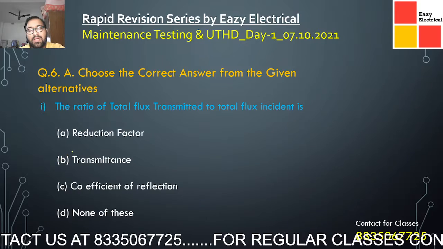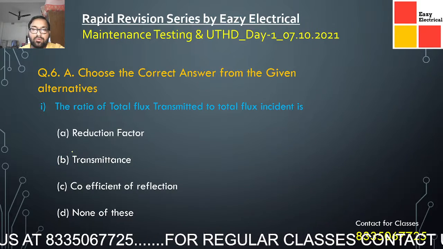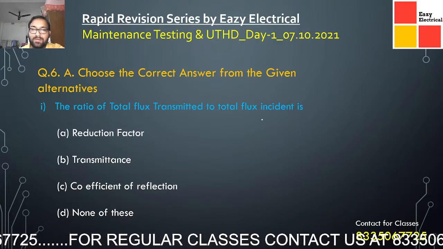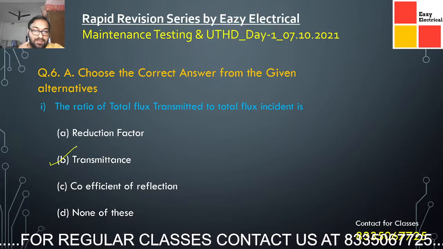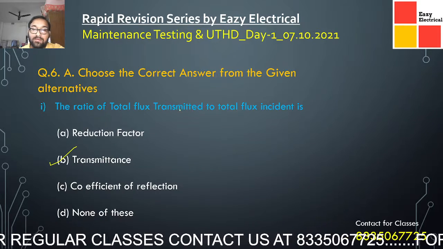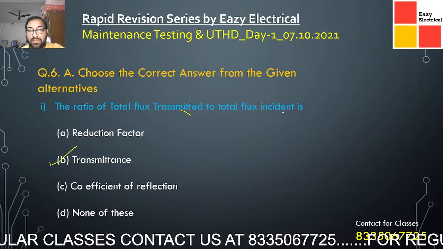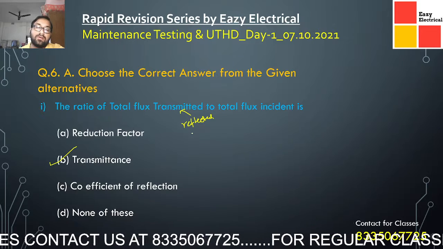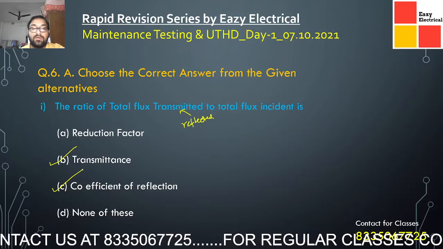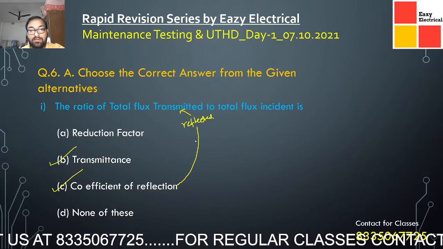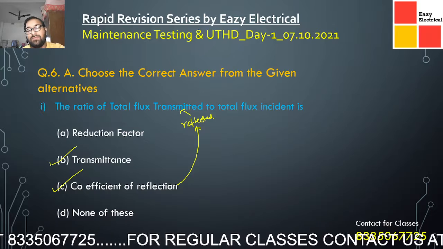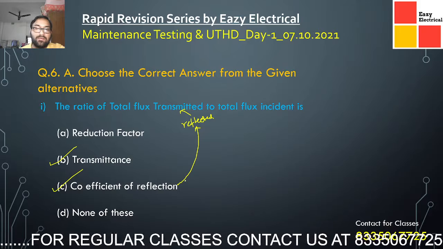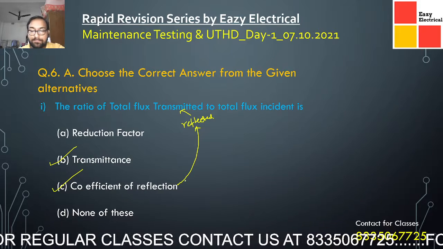Now coming to the next question, the ratio of the total flux transmitted to the total flux incident. Okay, so whenever it says transmitted by incident, that is called transmittance. Suppose it is said that the total flux reflected by the total flux incident, that this was reflected, then it is called the coefficient of reflection. Coefficient of reflection is basically what? Total flux reflected divided by the total incident light.